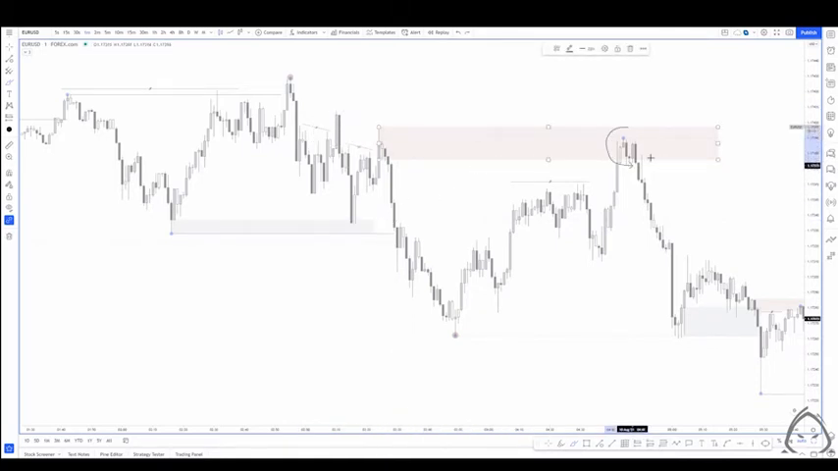Then we move on to this supply zone, which we can say we did sweep a little bit of liquidity, but it's definitely not as proper.